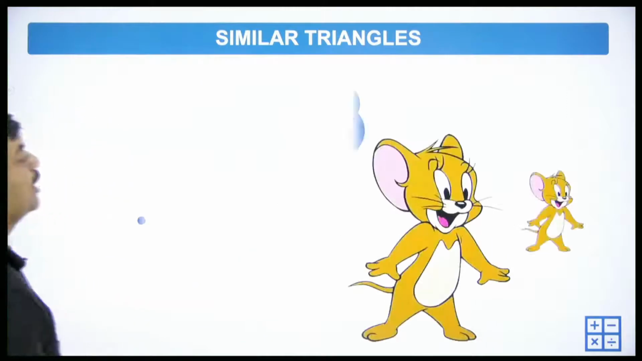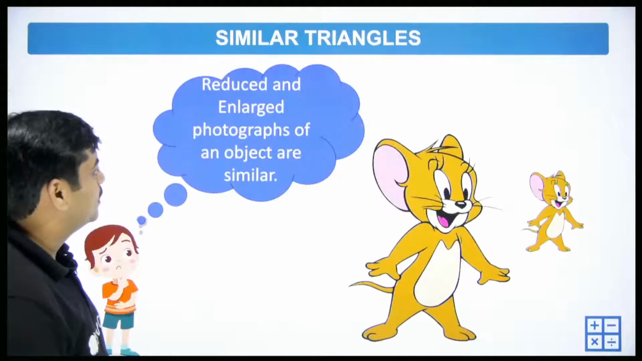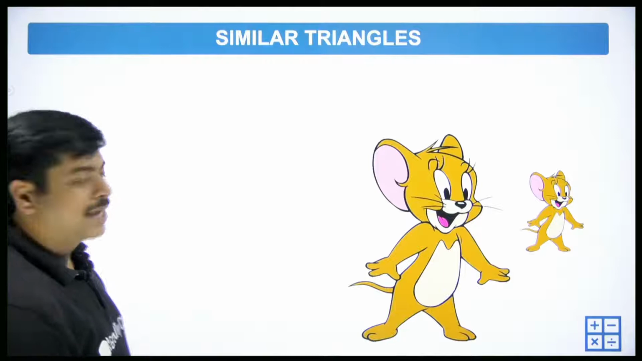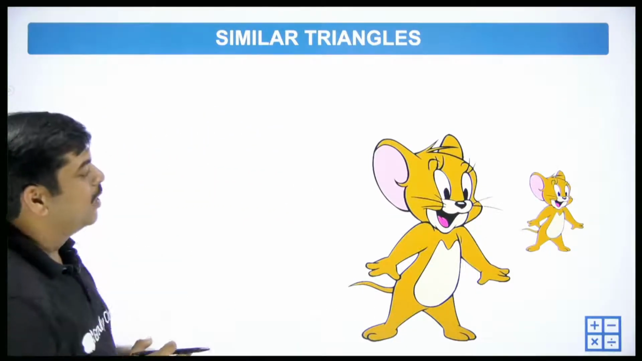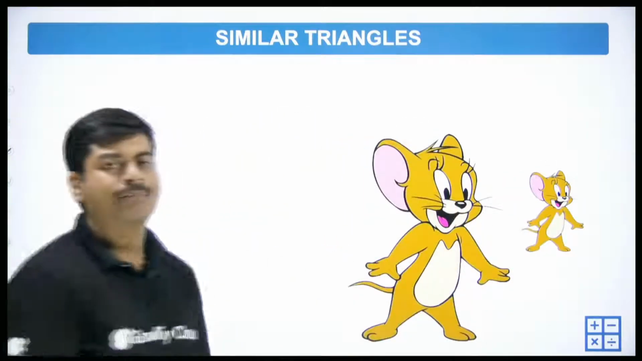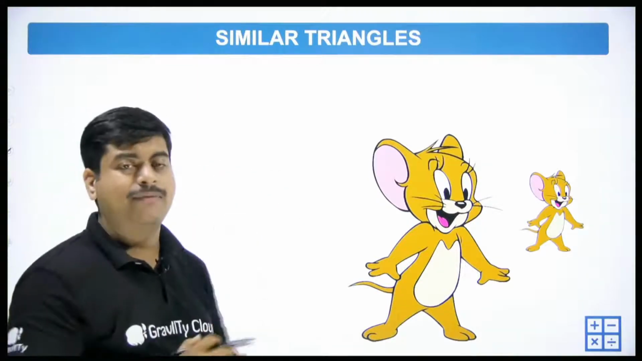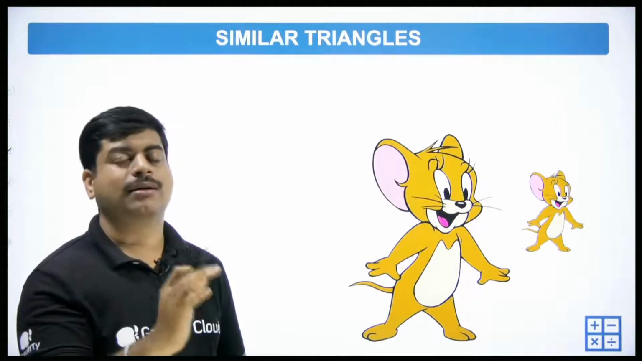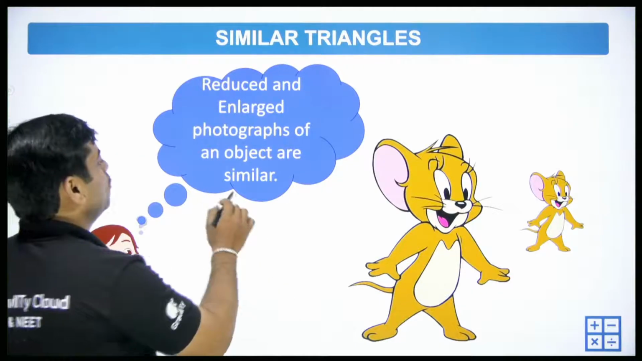Okay. Let's try to understand. Oh, we have something amazing here. We have two figures here. What is happening? What happened to this figure? We just magnified the same figure. When we are magnifying, is the same figure being replicated there? Yes, but with different dimensions, correct? So now the question is, are these two similar? Yes, we can say that they are similar. Reduced and enlarged photographs of an object are similar.